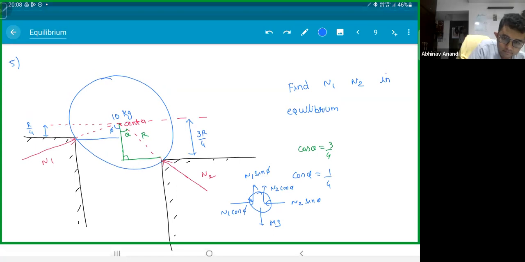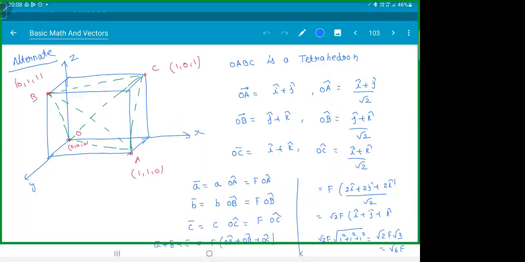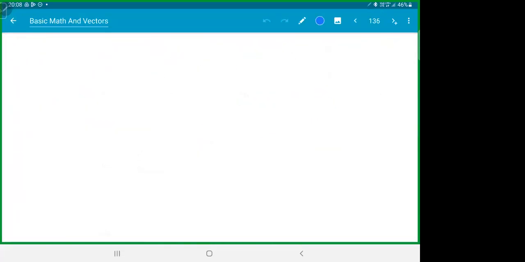Next one, the vectors sheet, right? Any doubts in that? If you have no doubts, you're free to leave. I've got doubt in 19 and 21. Let me just open that. So you just have to do the questions which are marked. The other ones you can do it later.